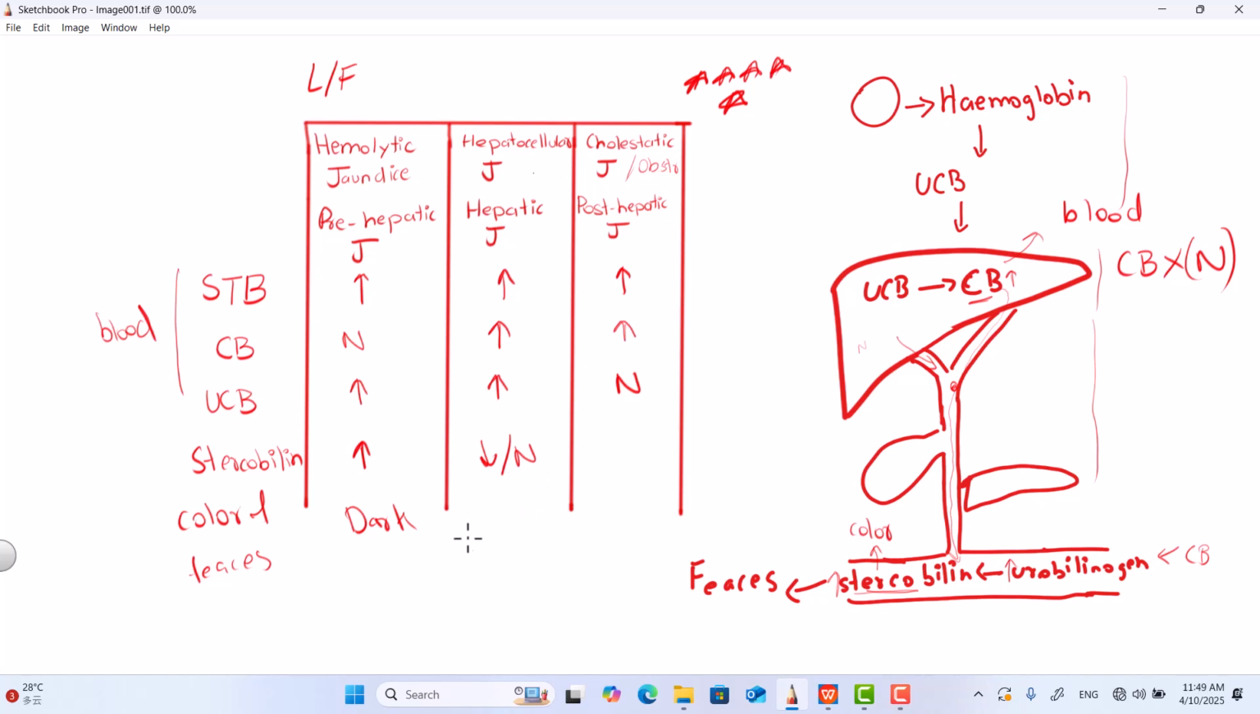And the same will happen with the color of feces. If it is less, they are clay, light colored, and if it is normal, they are dark brown, the color of normal feces. And in cholestatic jaundice, we are not able to send any conjugated bilirubin into our intestine, so the stercobilin is definitely going to decrease, and we have clay color feces.